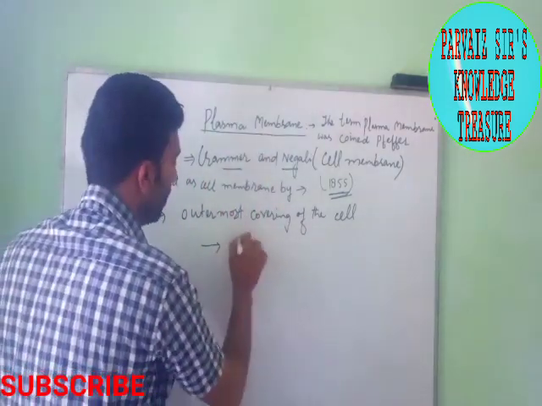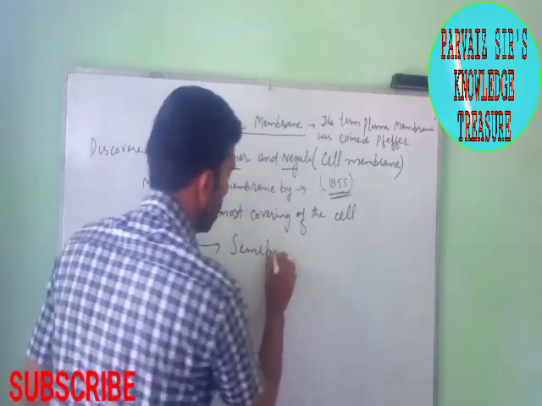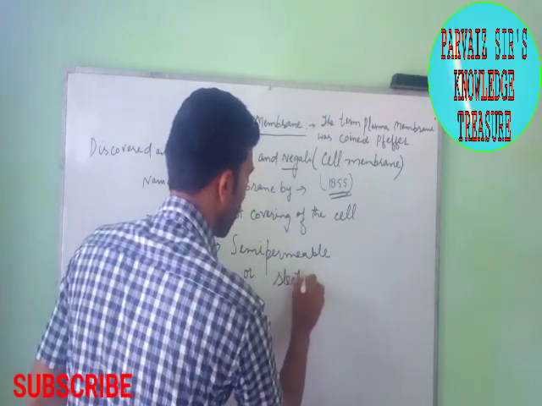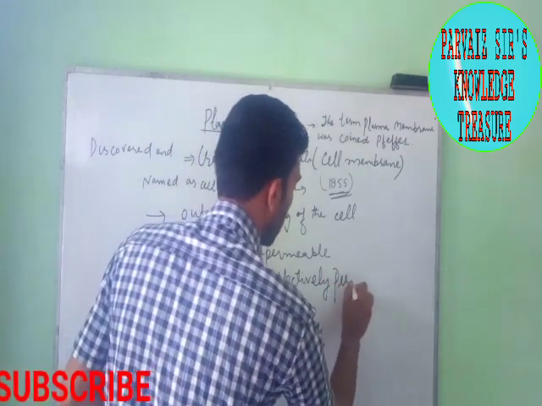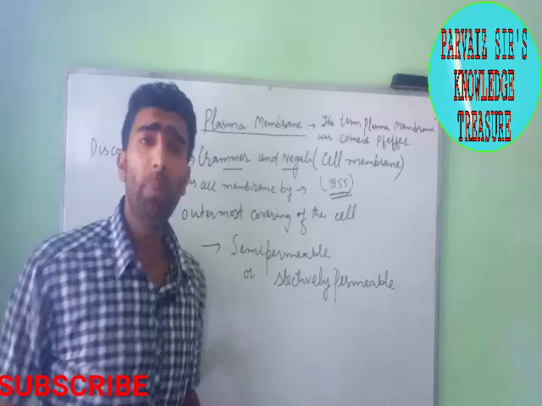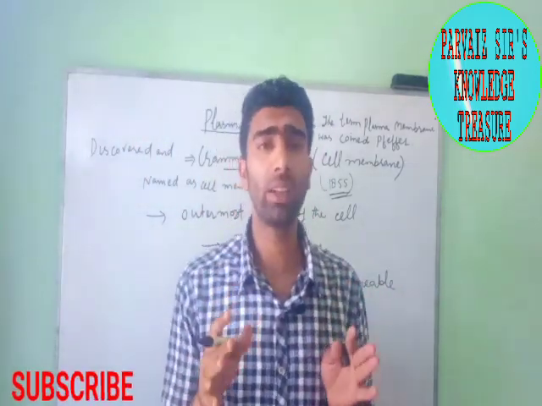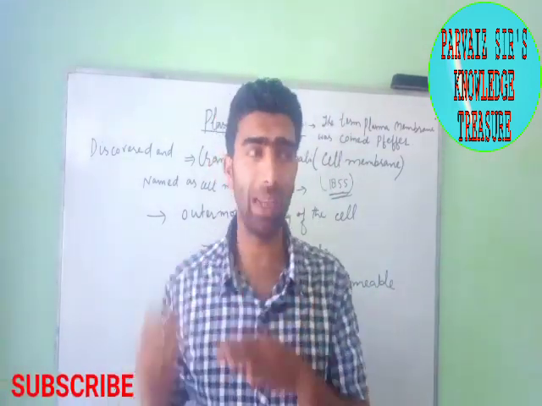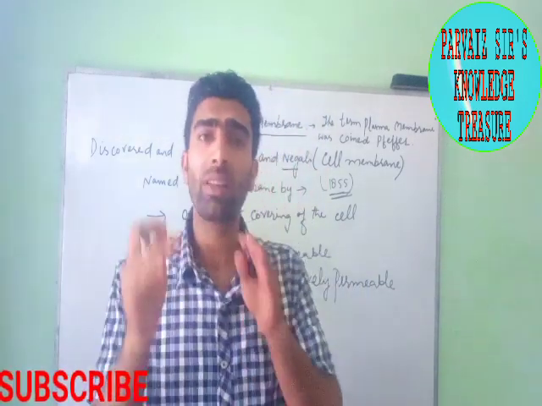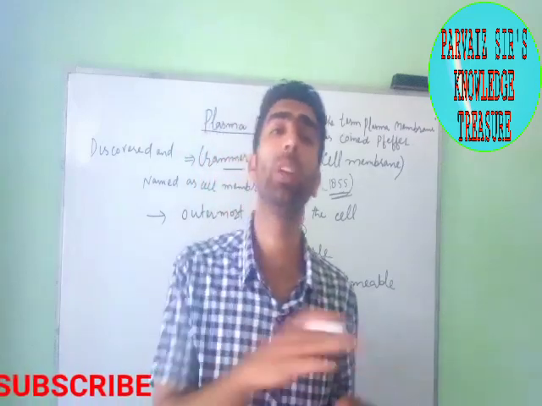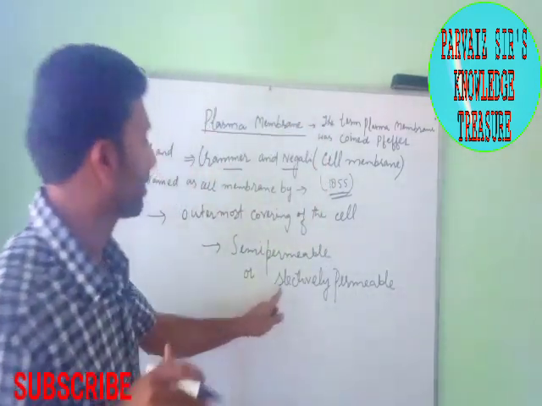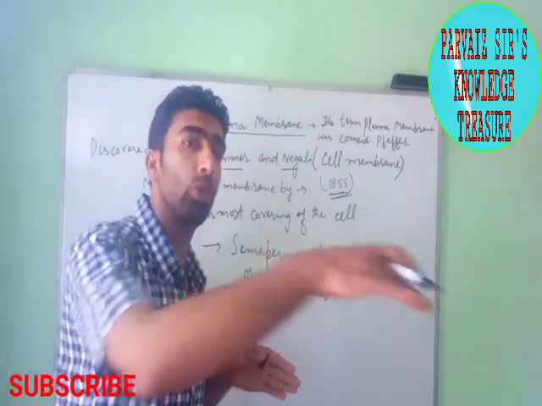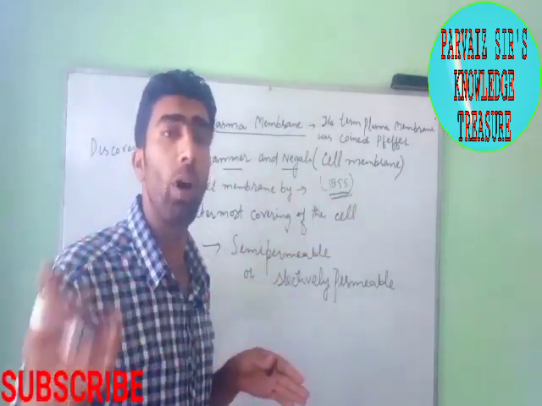Plasma membrane is semi-permeable, or we can say selectively permeable. Semi-permeable or selectively permeable means it allows some substances to move in and out of the cell and also prevents some substances from moving in and out of the cell. That's why plasma membrane is selectively permeable, because it allows some substances to pass through it while preventing some substances from passing in and out of the cell.